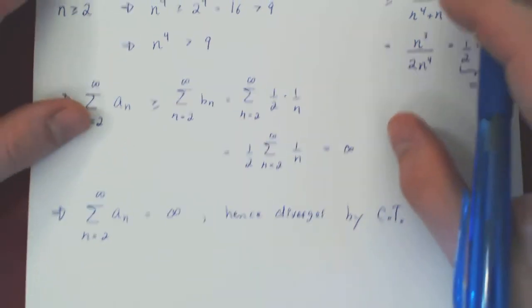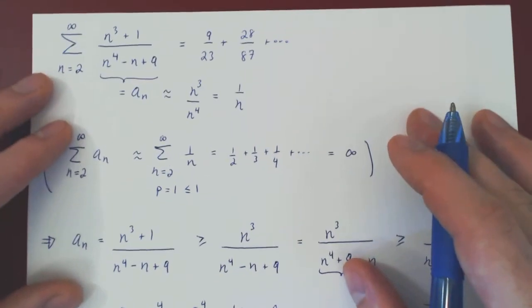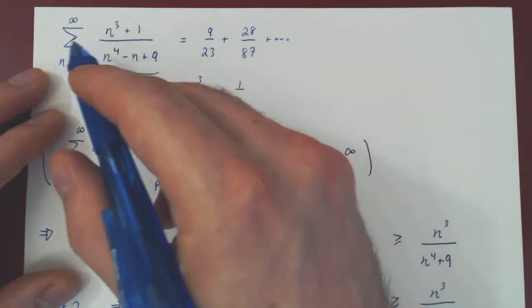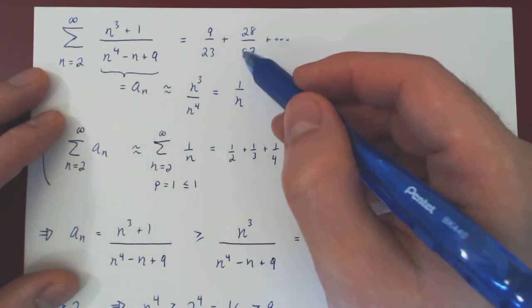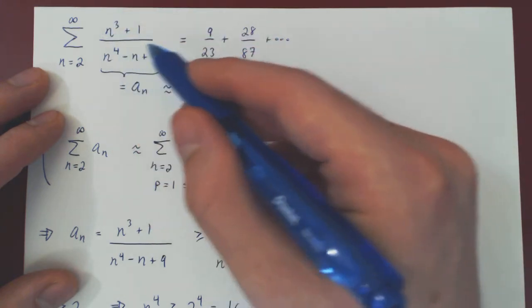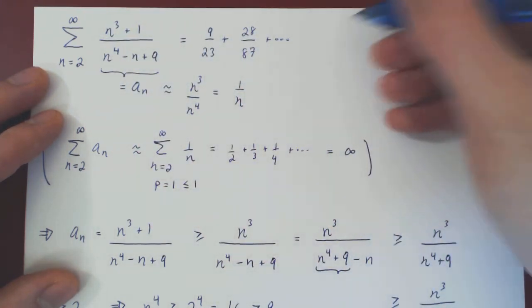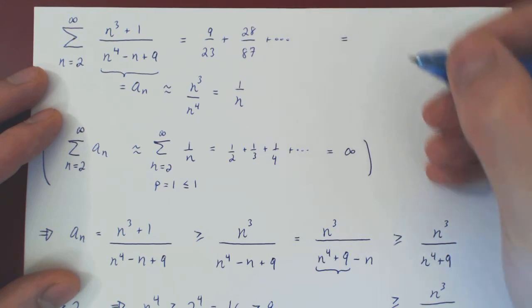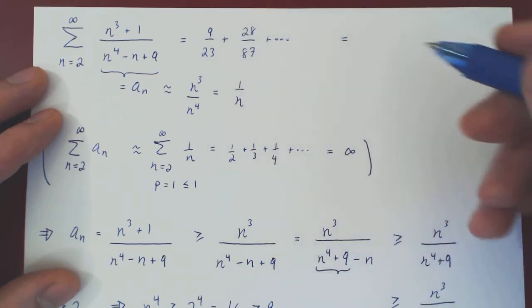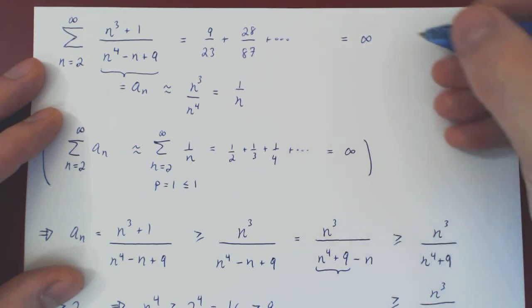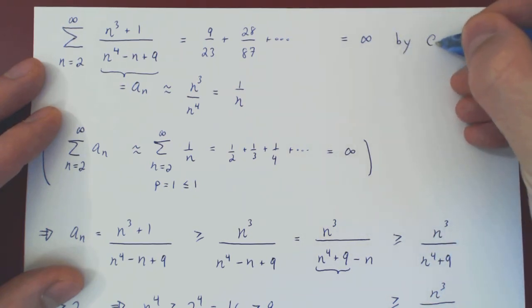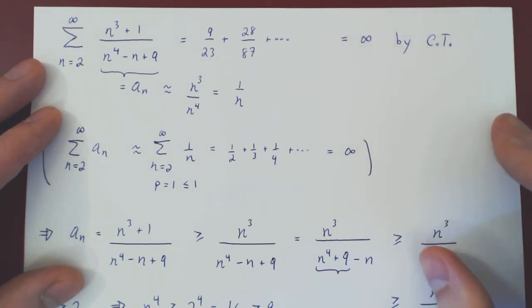So we can go back to the beginning and state our conclusion. So the series of an, 9 over 23 plus 28 over 87, and so on. If you try to add all of these terms, in the end, the sum will become larger and larger out of bounds, so it will blow up to infinity, and this was by the comparison test. And that's it.